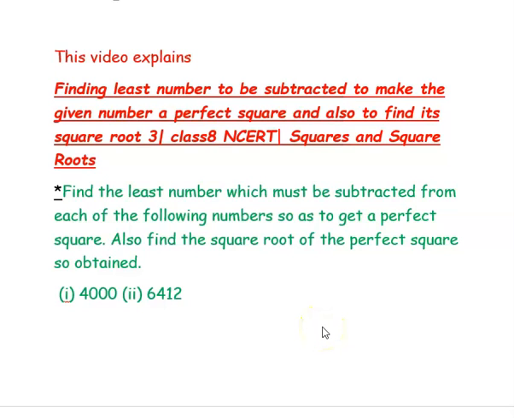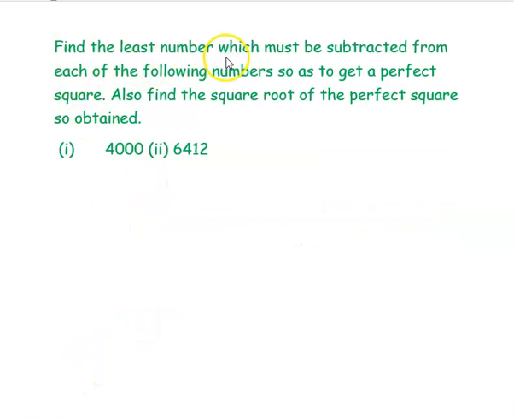In this video, we are going to see how to find the least number to be subtracted to make the given number a perfect square number, and also to find the square root of the perfect square number so obtained. The question given is, find the least number which must be subtracted from each of the following numbers so as to get a perfect square. Also find the square root of the perfect square number so obtained. So the given numbers are 4000 and 6412.